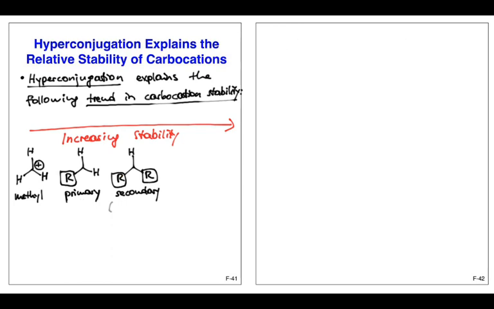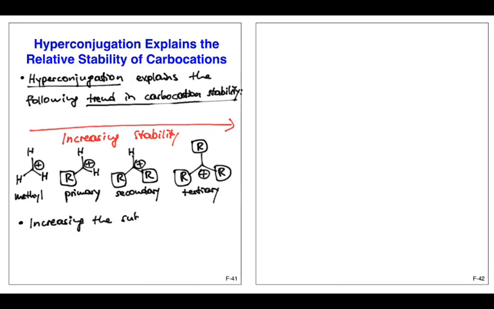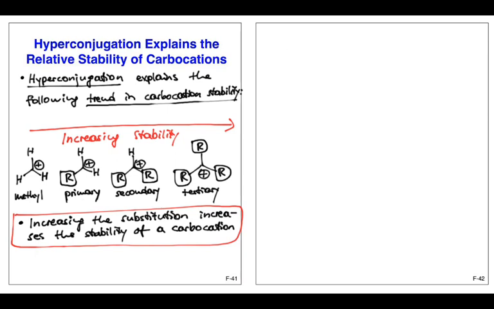And this is then followed in increasing stability by a secondary carbocation with two alkyl substituents. And finally, we have a tertiary carbocation, which has three alkyl substituents. That's the most stable. So this is the trend in cation stability. So increasing the number of alkyl substituents increases the stability of a carbocation. That's what I want you to remember.